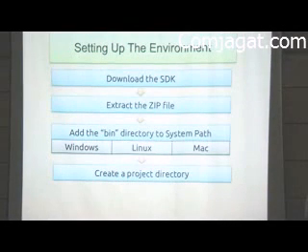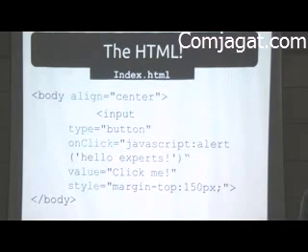So first, setting up the environment. Before we get started, we have to set up the environment. We have to download the SDK, extract the archive, then include the bin directory of that SDK in our system path. The system path will vary from operating system to operating system, and I'm not really going to cover that. And we are going to need a project directory where the files will be stored. So we'll create a project directory too.